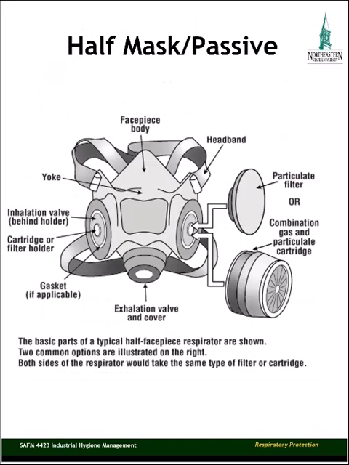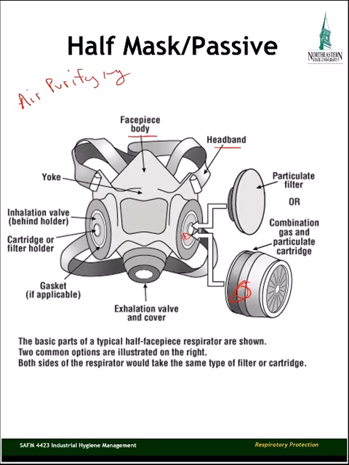And here's a closer look at a half mask passive air purifying respirator. Again, this is an air purifying respirator. You have your filter cartridge that attaches to the body of the respirator. Again, this part is considered the face piece or the body. You have straps or headbands that allow you to cinch it down tight to your head and face.